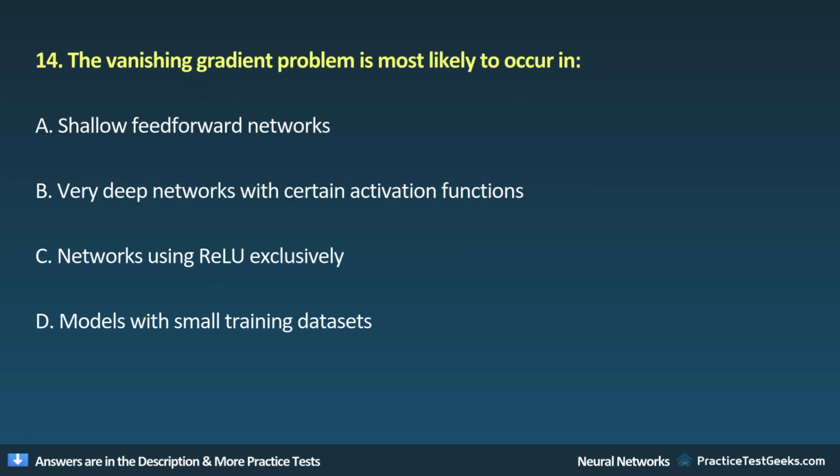14. The vanishing gradient problem is most likely to occur in A. Shallow feed-forward networks. B. Very deep networks with certain activation functions. C. Networks using ReLU exclusively. D. Models with small training datasets.